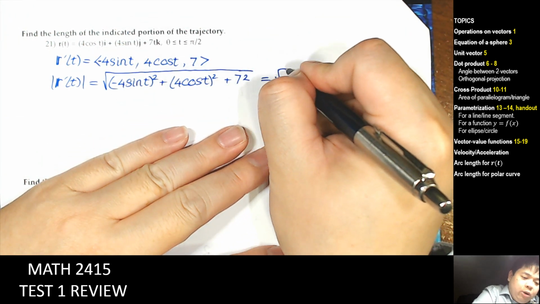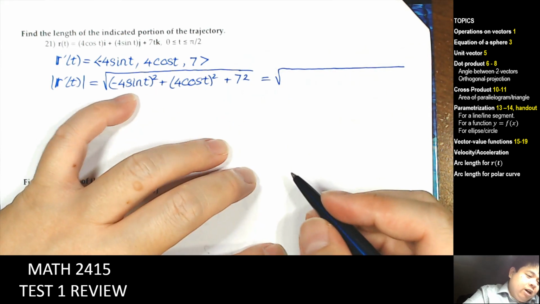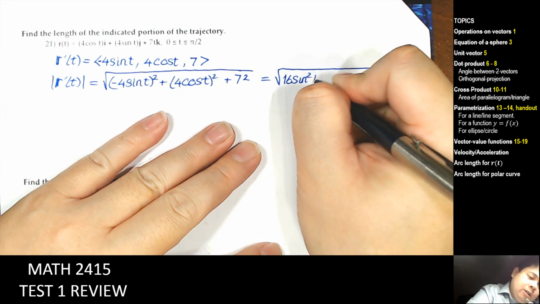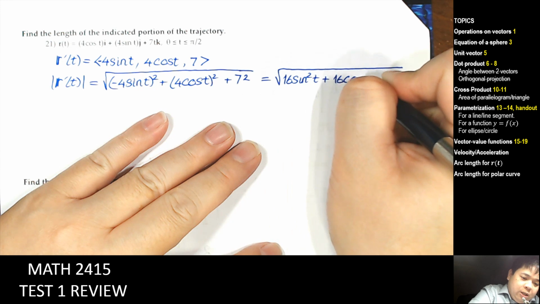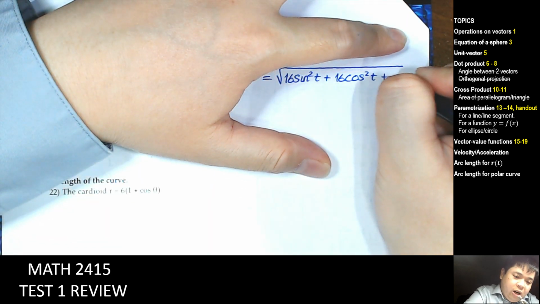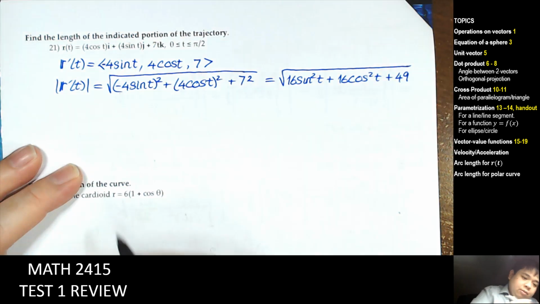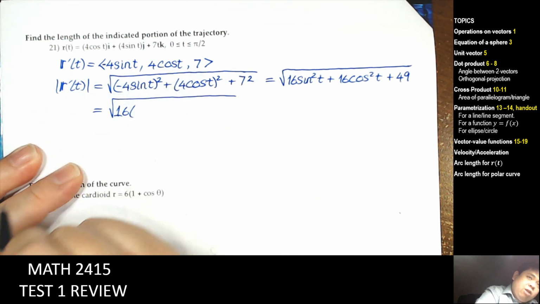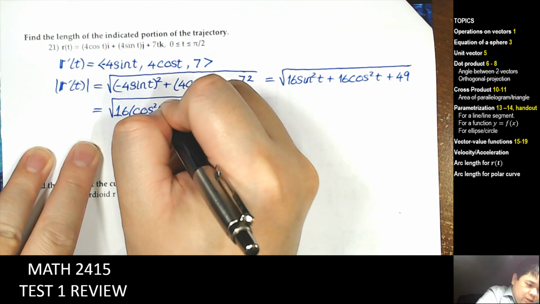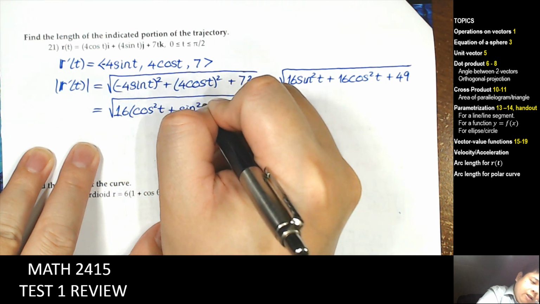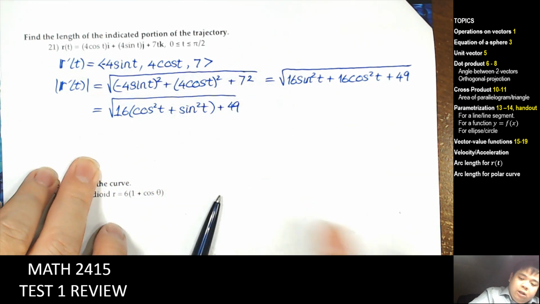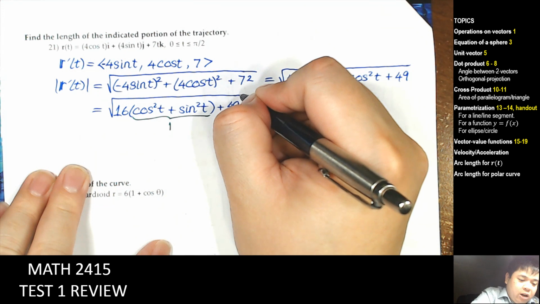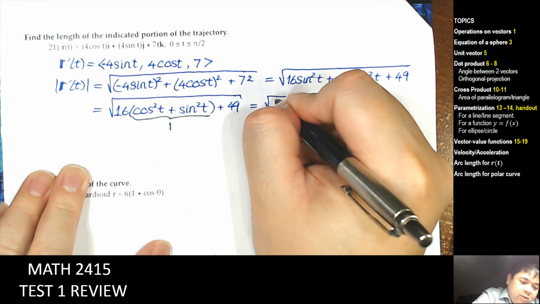Right. Good thing here is we have cosine squared and sine squared. So that gives us 16 sine squared, 16 cosine squared, and then 49. We have 16, factor out cosine squared plus sine squared. And cosine squared plus sine squared is 1. So 16 and 49, that is square root of 65.